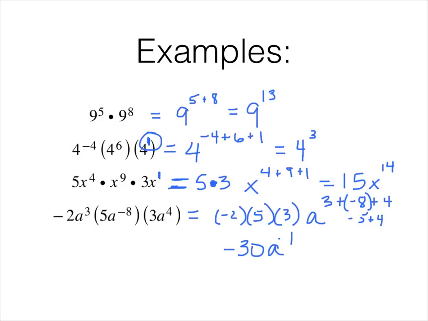So this problem, we've done the rule, but we're not actually finished with it because one of the rules that we have is that we can't leave the negative exponent in the expression. That's why we learned how to rewrite it in the previous slide. So instead of negative 30a to the negative 1, the negative 30 is going to stay up top, and the a to the first is going to go down to the bottom. And that problem is through.